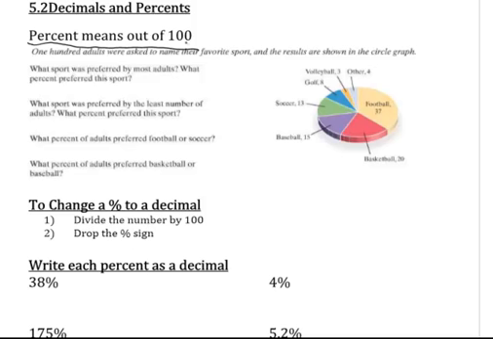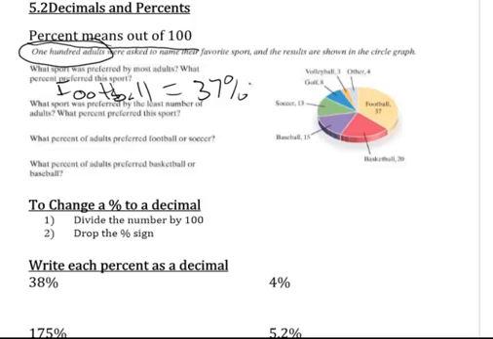It says 100 adults were asked to name their favorite sport, and the results were shown on the circle graph. Okay, first thing I want you to notice, how many adults did we survey? 100. Should make it a lot easier. What sport was preferred by the most adults? So which is the biggest piece of the pie there? Well, that would be football. And 37 out of 100, or 37% of the people, liked football.